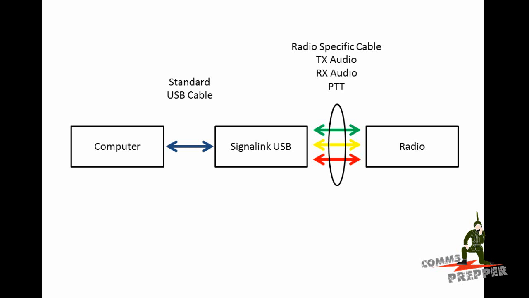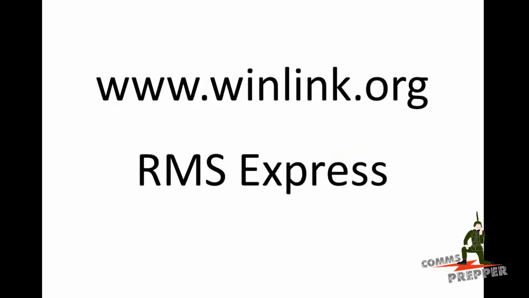computer. And I've done videos in the past of doing peer-to-peer digital communications and radio email. Where to start? Well, the first place you're going to have to start, of course, is you're going to have to buy a Signalink USB audio interface, and then you want to visit a website called winlink.org. And I'll put the links down below, and download a program called RMS Express.